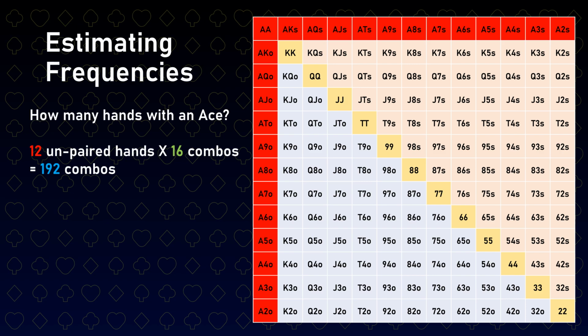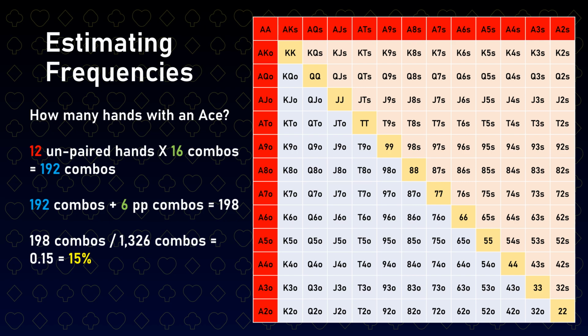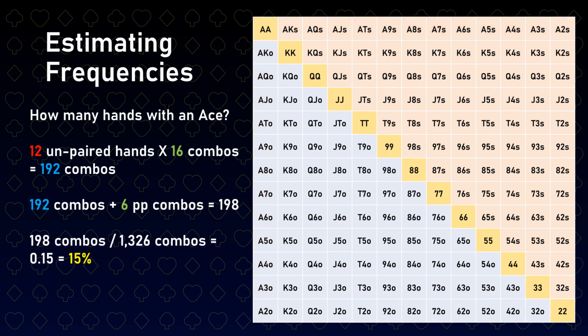offsuit. This means there are 12 hands multiplied by 16 combos for a total of 192 unpaired hands. Don't forget about pocket aces as well, which is another 6 combos. This leaves us with a total of 198 combinations for every single starting hand that contains an ace. As before, this means the frequency in which Phil is dealt a hand with an ace is 198 times out of 1326, expressed as a percentage that is approximately 15%.